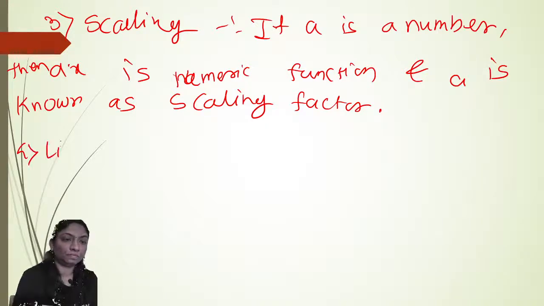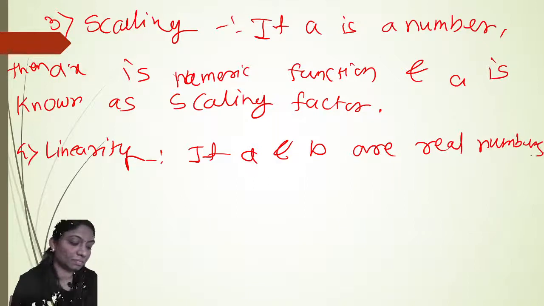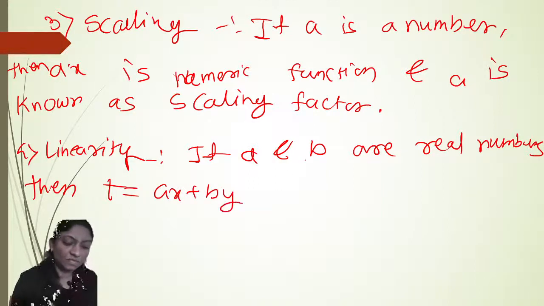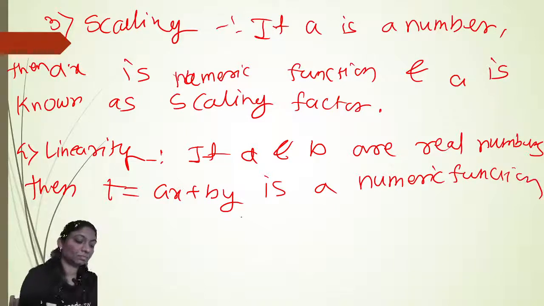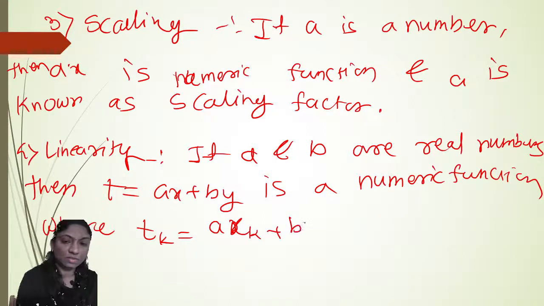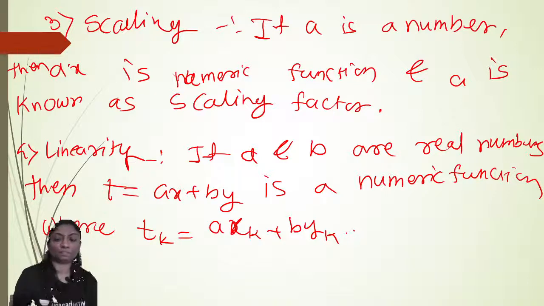Then linearity, fourth one. Linearity. If a and b are real numbers, then t is equal to ax plus by is a numeric function where tk is equal to a xk plus b yk, right? So this is your linearity function. So for example, suppose xk is equal to 1 by 3 raised to k, and 5x, so 5 is the scaling factor. Addition of these two numeric functions you can take easily.